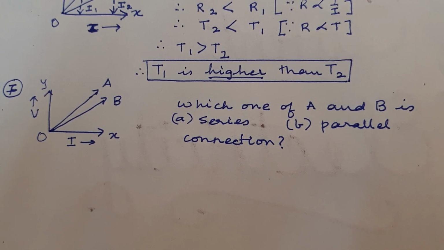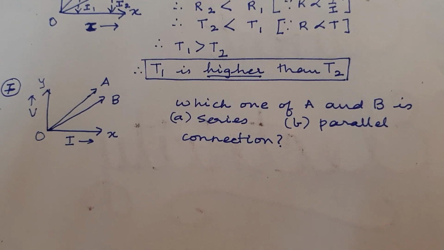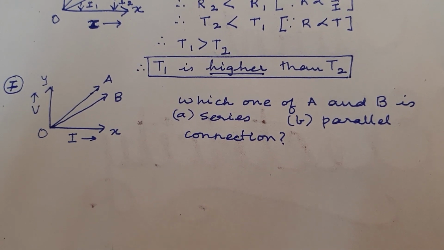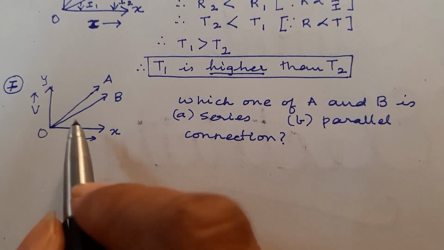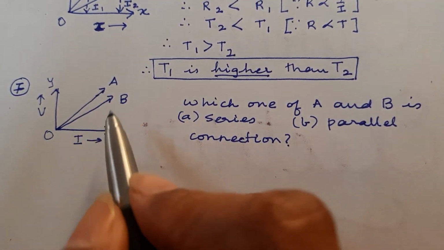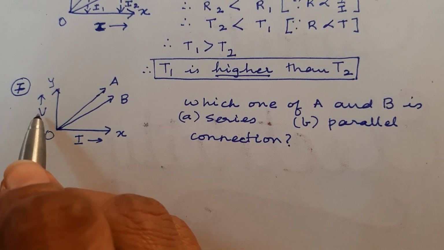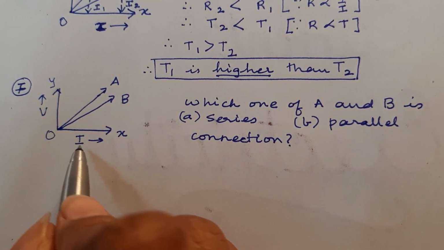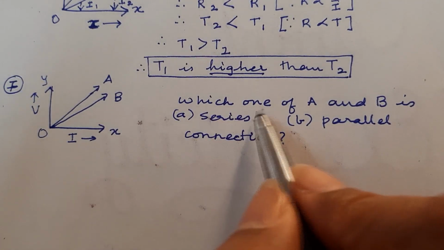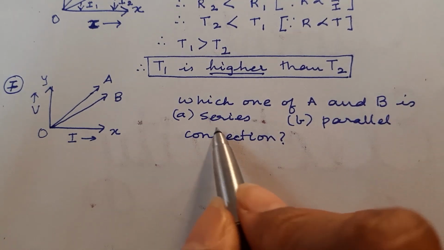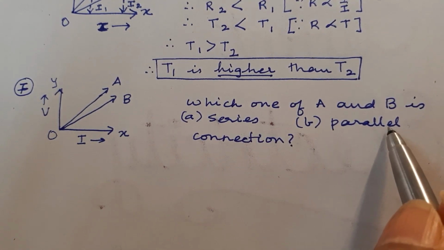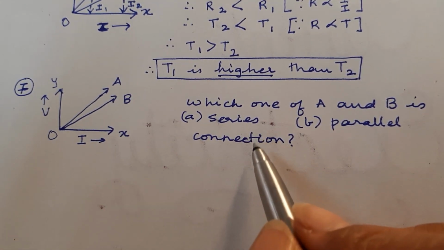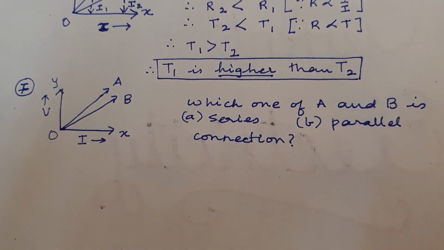Let us come to the 7th point. Here I am taking another application of Ohm's law. Here again I have shown the graph, and again there are two graphs A and B. This is voltage and this is your current. Which one of A and B is in series and parallel? Which one represents series connection? Which one represents parallel connection?